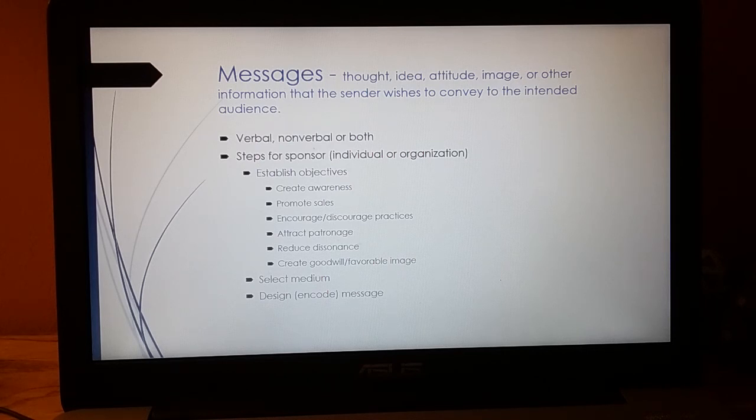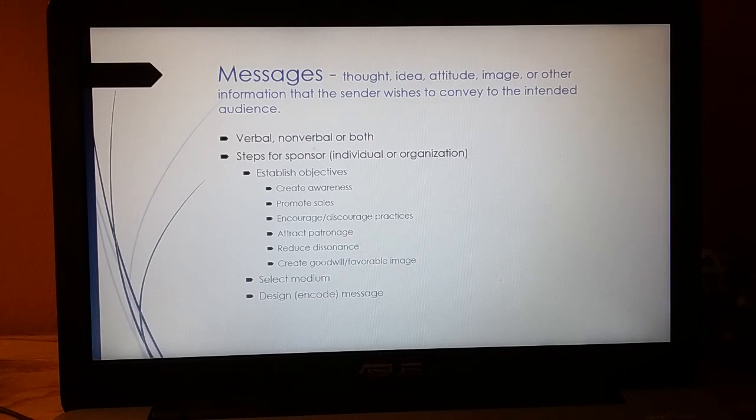Okay, so messages can be sent in a variety of different ways. They can be verbal or nonverbal or both. Verbal communication obviously is actually speaking to you.